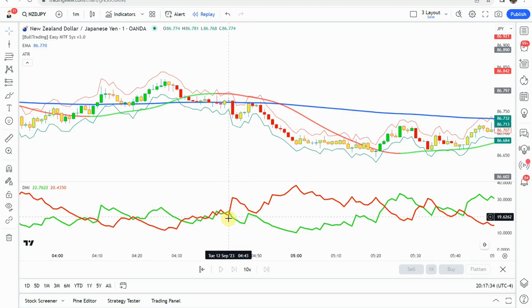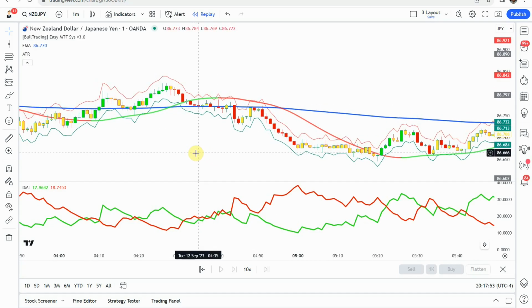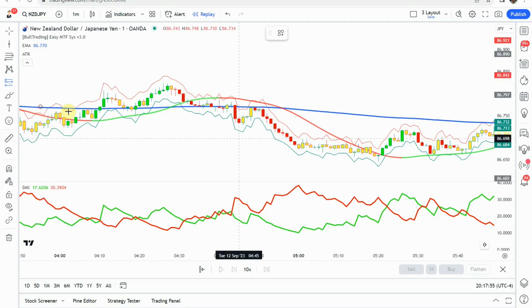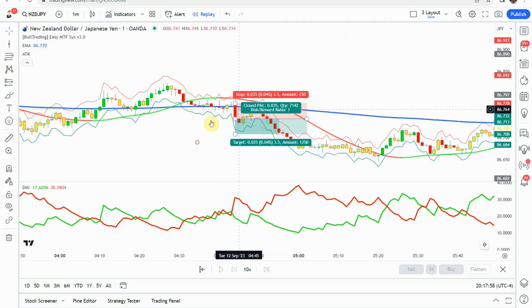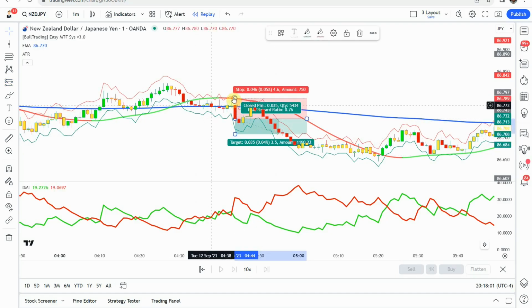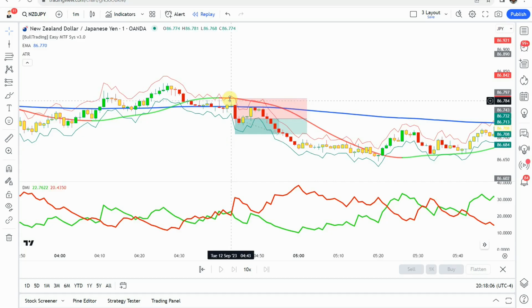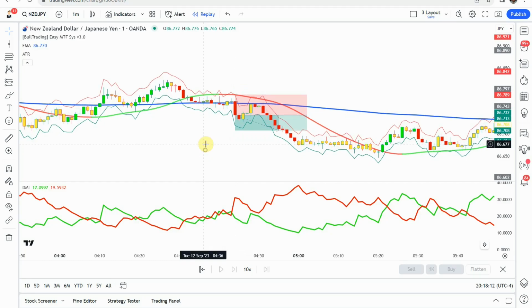So once again, we have the DMI red line crossing up above the green line. We have price action below the 200 EMA. We have the moving average of the easy scalping indicator red, and we have a red bar. That's going to be all the conditions that we are looking for. Now, once we have all those conditions, we are again going to enter a short position. We're going to put our stop at the ATR, the top line of the ATR stop loss finder is going to be where our stop will be placed.